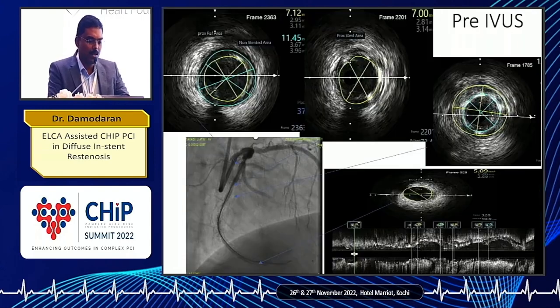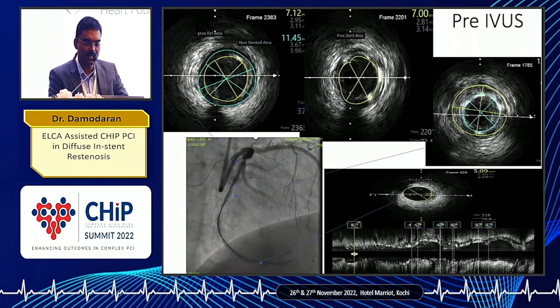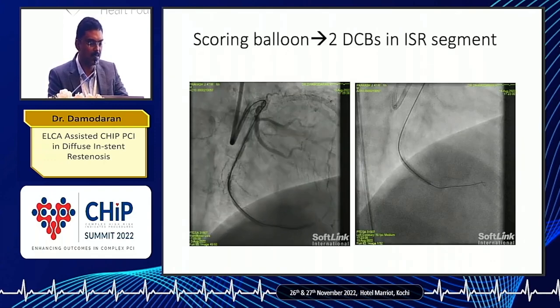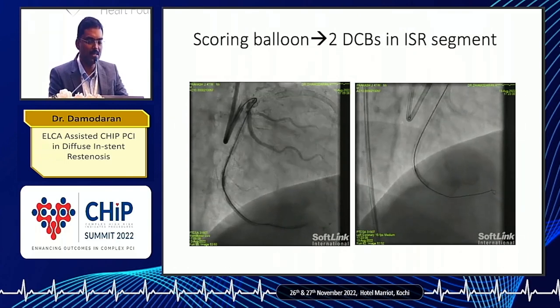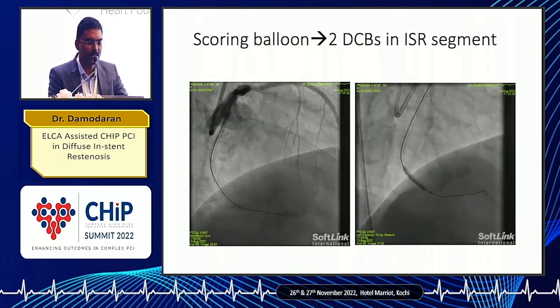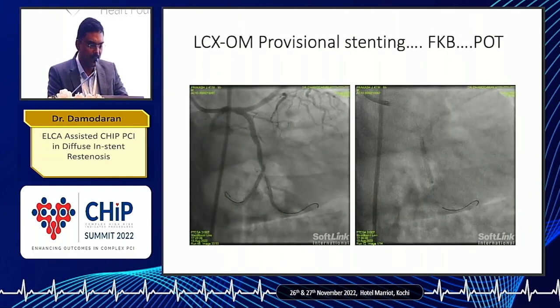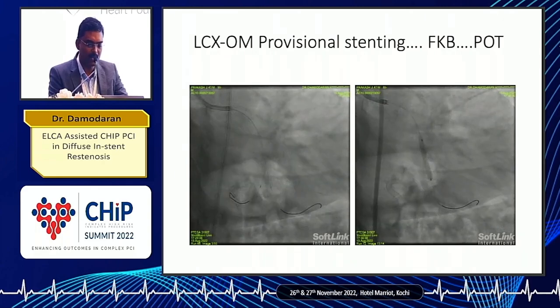Coming to our case, the patient has an under expanded stent here and a lot of neoatherosclerosis. Then we did a scoring balloon. As per our Desire 2 trial, the scoring balloon followed by a DCB is better than plain NC followed by DCB. So we did 2 drug-coated balloons there. And then we did a provisional stenting of the OM, the final kissing balloon, and the final result is like this.